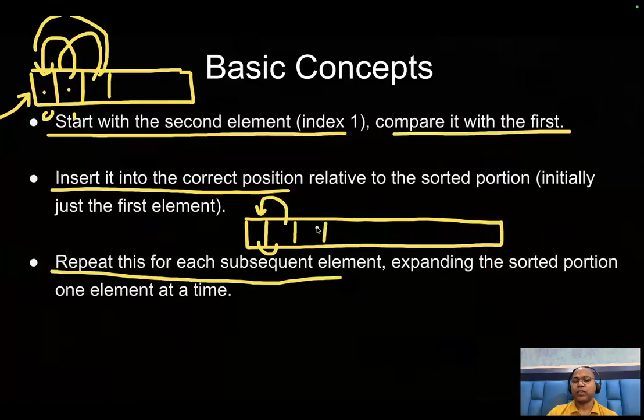Then you take the next element. The next element is also compared with this, to see whether it is in the right place. Similarly, for the next element you compare with the previous one, and again with the previous one, and you check that you cannot go outside of zero. If this is index zero, you don't compare outside. Similarly, you take the next element, compare with the previous one, again and again, and figure out the right place. If this is the right place, you go and insert after that.